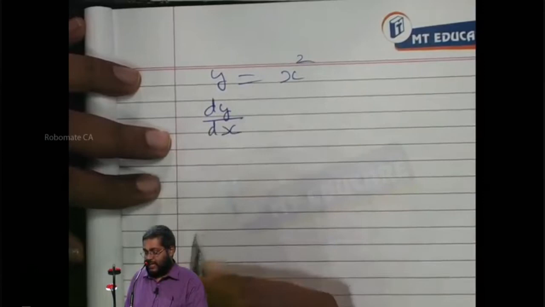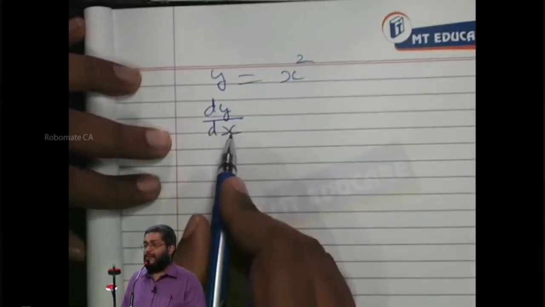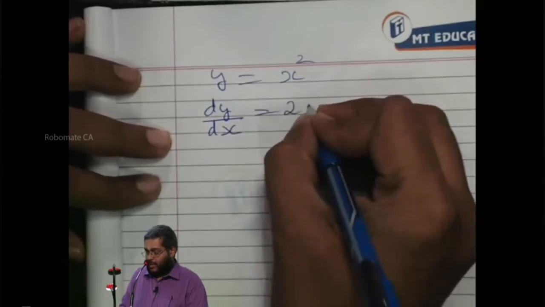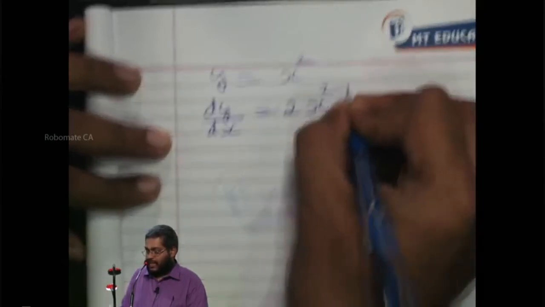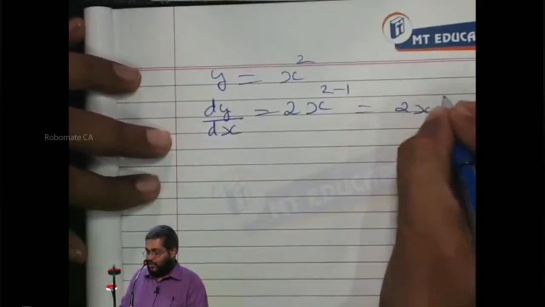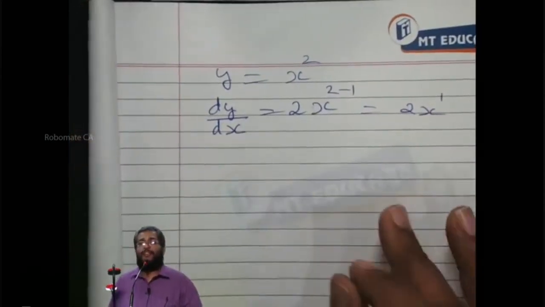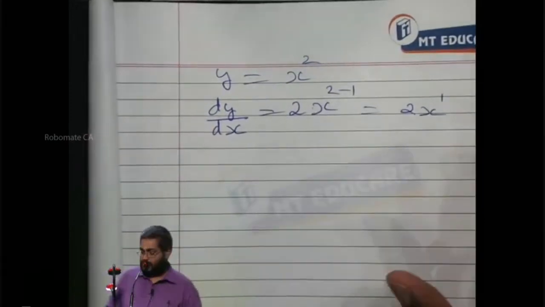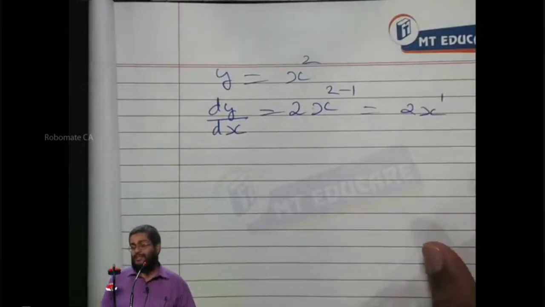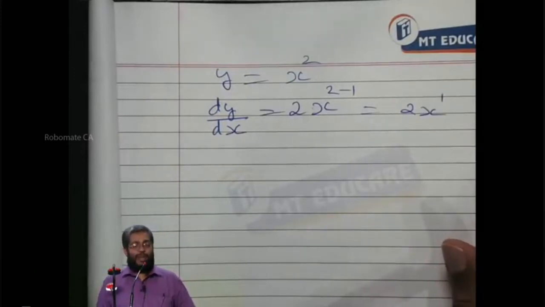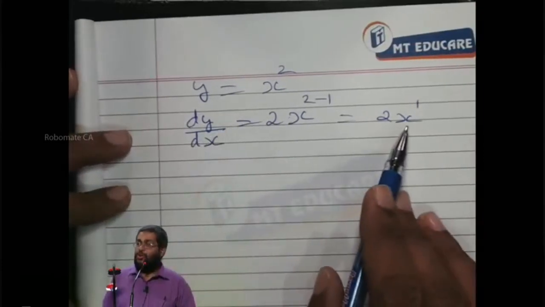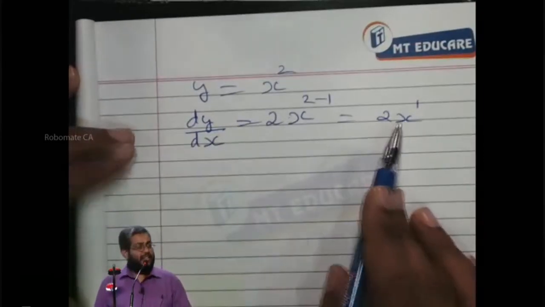dy by dx, differentiating y with respect to x. What happens here? 2 will come down to the x power 2 minus 1, which is nothing but 2 into x power 1. Is the answer for this? Yes or no? Now, dy by dx is equal to 2x. That is a differentiation. Right or not?